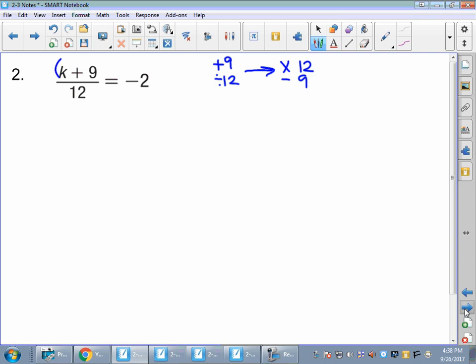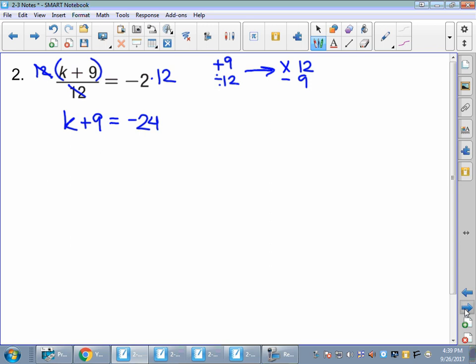When I do that, I want to put parentheses around this because I'm multiplying the entire side by 12. So I'm going to multiply this whole thing by 12. And whatever I do to one side, I'm going to do to the other side. So I see a times 12 and divided by 12. When you multiply something by 12 and then end up dividing by 12, it's like it never happened. So I cancel it out. k plus 9 is then equal to negative 24, because that's negative 2 times 12.